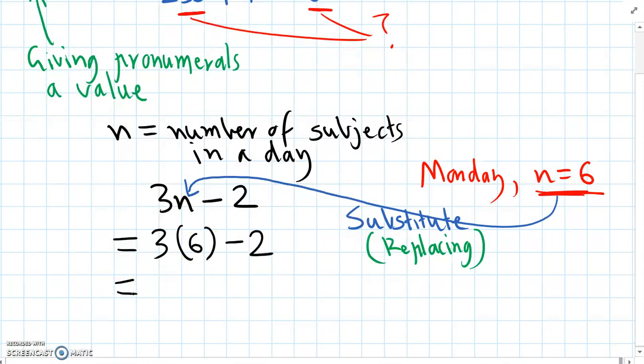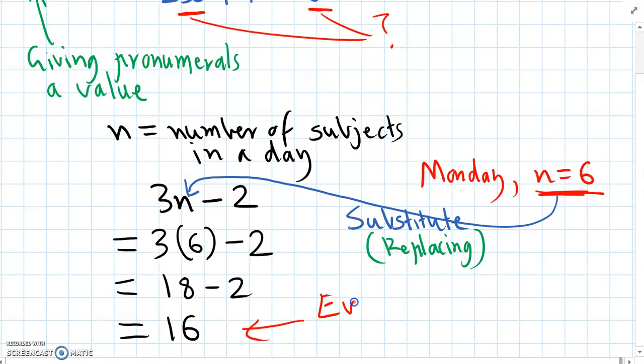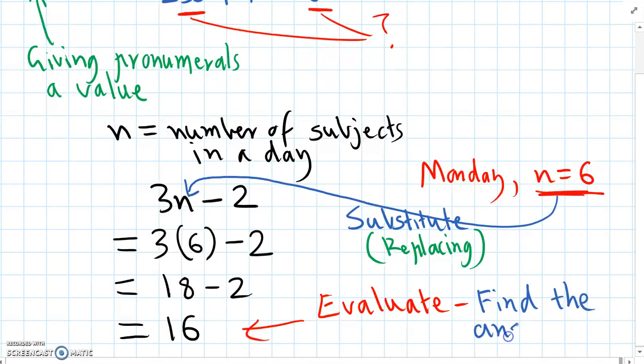And now we can actually evaluate, or we can find the answer to this expression. 3 times 6 is 18, take away 2, 18 take away 2 is 16. So we've now evaluated the expression by substituting in a particular value. So evaluate means find the answer of. Find the answer to.